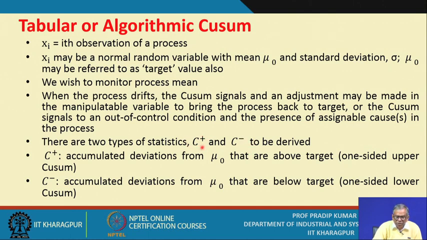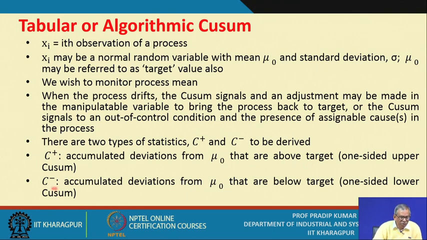So this is basically the positive deviations, indicative of positive deviation, and this is the negative deviations. So what is C plus? Accumulated deviations from mu0 that are above target. Sometimes this is referred to as one-sided upper Cusum. It's clear? So what is C plus? This is the one-sided upper Cusum. Basically accumulated deviations from mu0 that are above target.